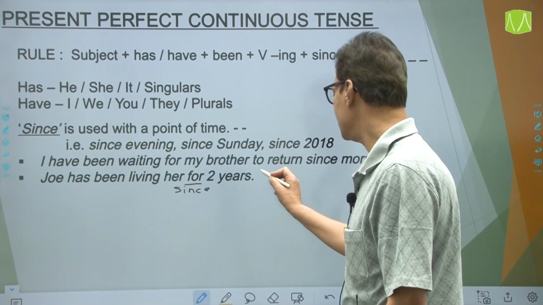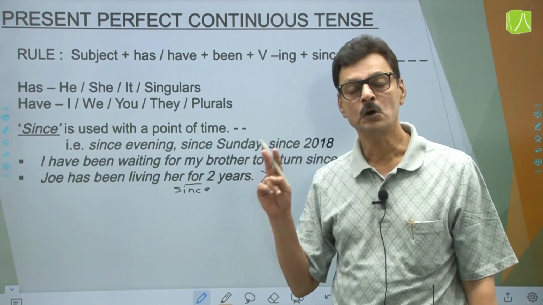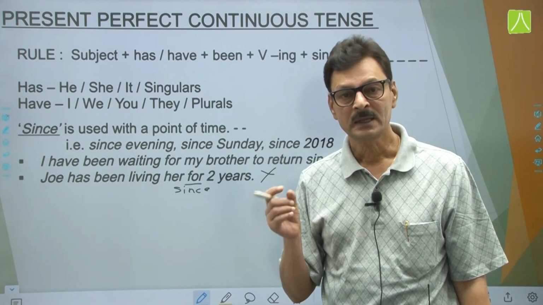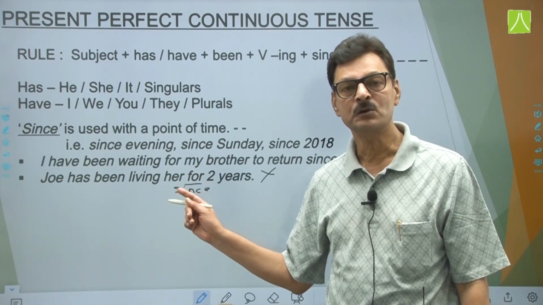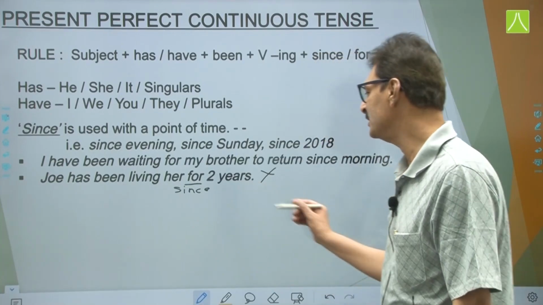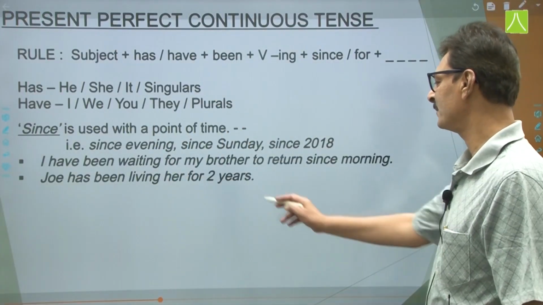If it should come, then your answer is incorrect, because 2 years is not a point of time. 2 years, but 2 years since when? That is not specified. So for is correct over here. Since becomes the incorrect usage. So this sentence becomes wrong here.